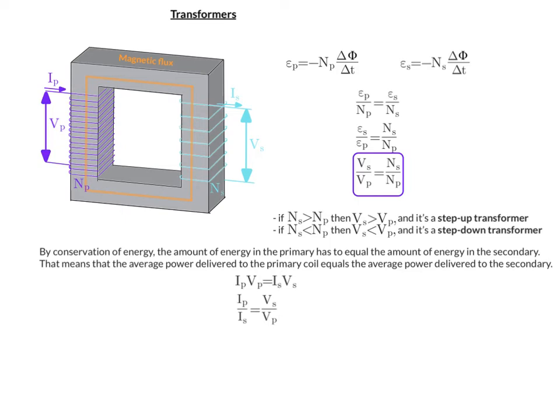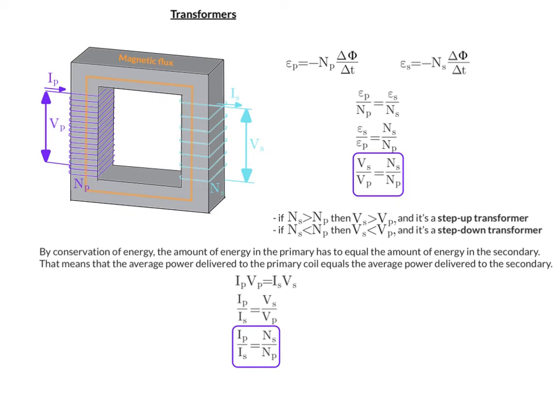So we rewrite this, so we have the currents on one side and the voltages on the other side, and then we have current in the primary divided by the current in the secondary is voltage in the secondary divided by voltage in the primary. So if we say that voltage in the secondary divided by voltage in the primary is number of turns in the secondary divided by the number of turns in the primary, then we have this relationship between the ratio of the currents and the ratio of the number of turns. So then we have current in the primary divided by the current in the secondary is number of turns in the secondary divided by the number of turns in the primary.